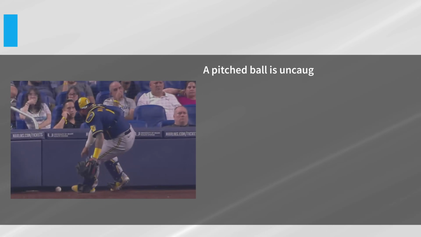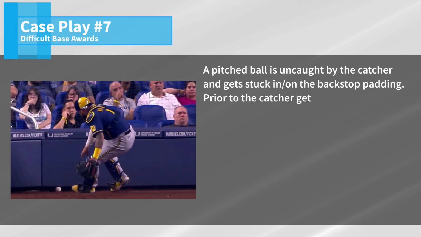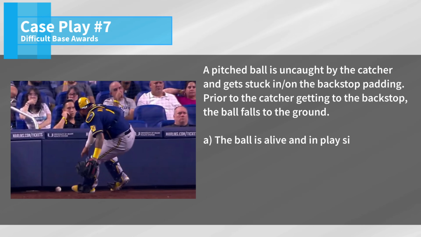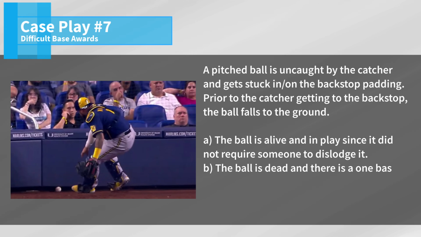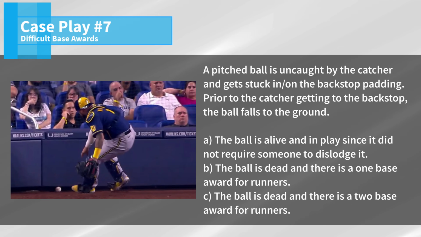Case play number 7. A pitched ball is uncaught by the catcher and gets stuck in the backstop padding. Prior to the catcher getting to the backstop, the ball falls to the ground. Is this A, the ball is alive and in play since it did not require someone to dislodge it? B, the ball is dead and there is a 1 base award for runners? C, the ball is dead and there is a 2 base award for runners.